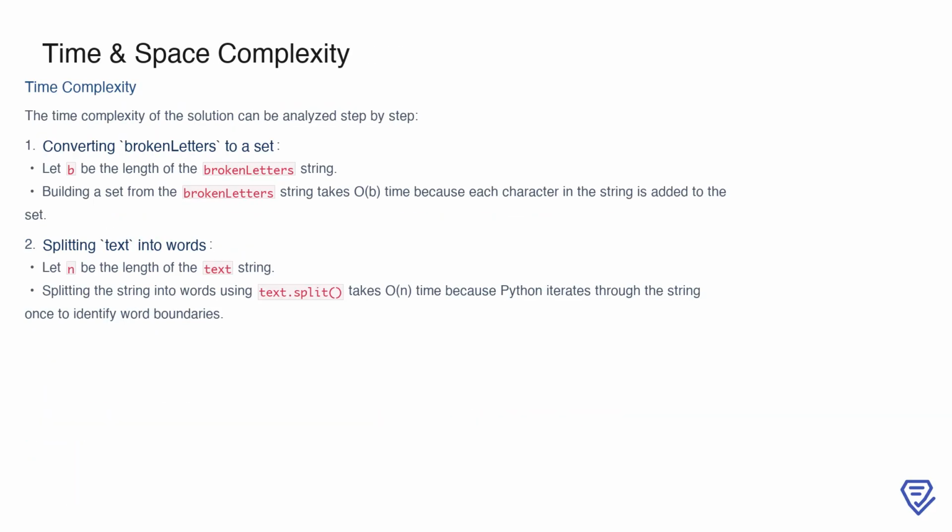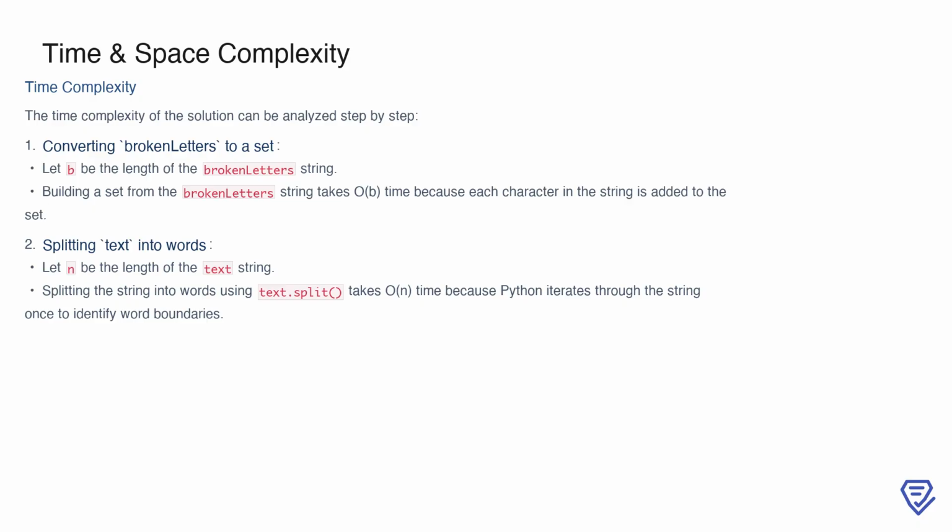In this analysis, we'll break down the time complexity step by step to understand how the solution performs. First, we convert the broken letters string into a set. This operation involves iterating through each character in the string and adding it to the set. If we let b represent the length of broken letters, this process takes O(b) time.